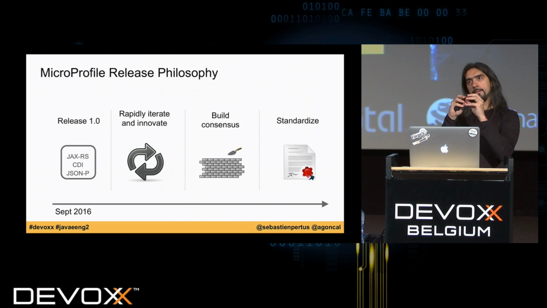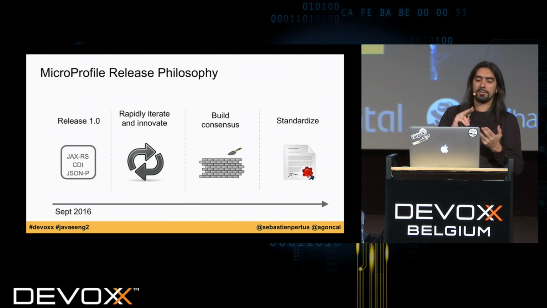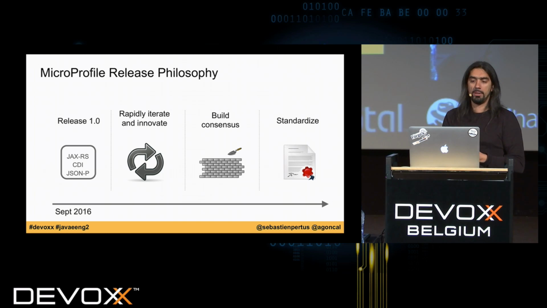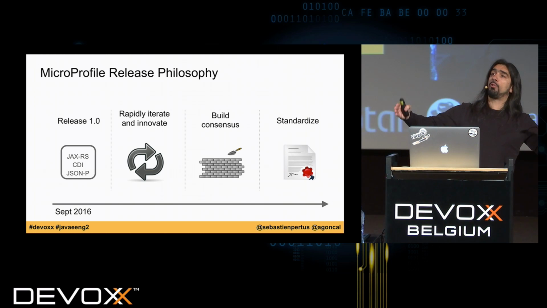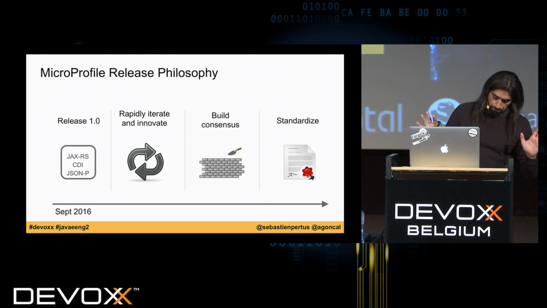So we take this nucleus of JAX-RS, CDI, and JSON-P. We iterate quite quickly. The 1.0 was announced during JavaOne in September, and we're already working on the 1.1. So we don't want to have this 3 to 4 years gap of Java EE. We want to be quicker, build a consensus quickly also, and standardize it.